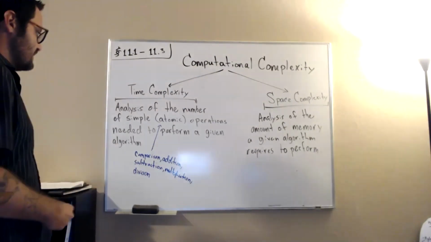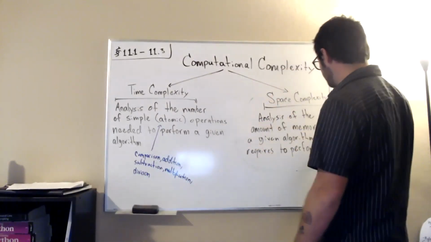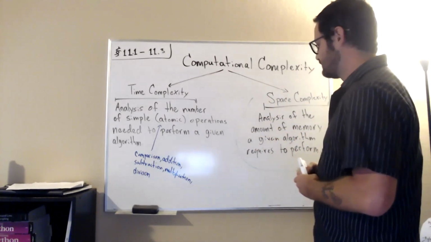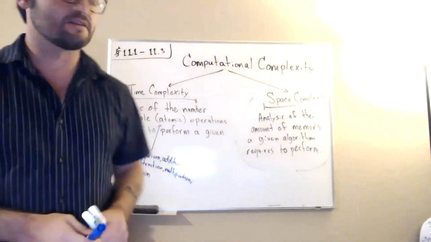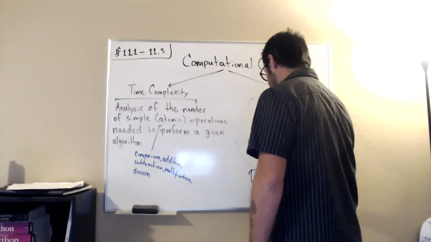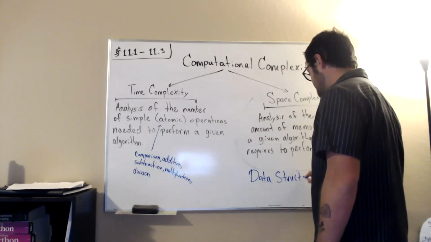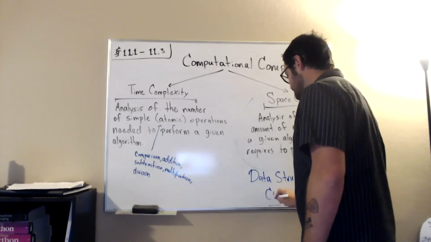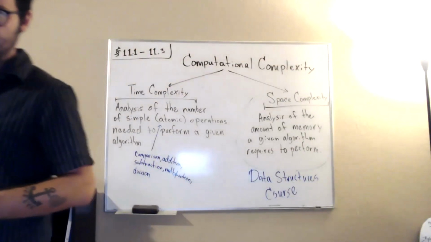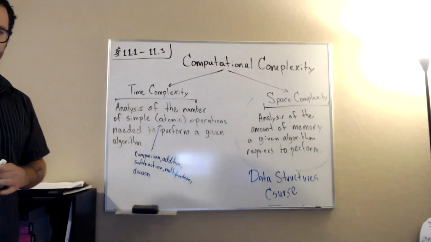Now, here, space complexity, we won't study this. We're not going to look at this at all. This is something that would fall under the umbrella of a course like a data structures course, which studies space complexity. But in a course like discrete mathematics, we will focus on time complexity.